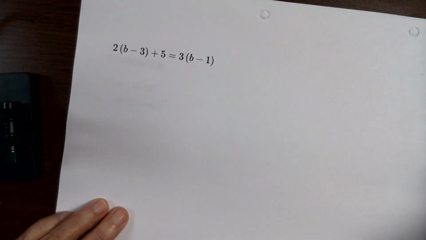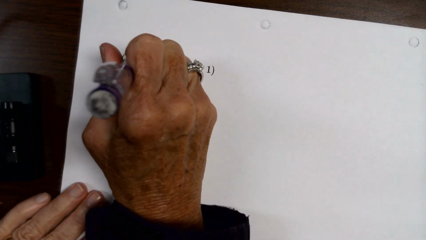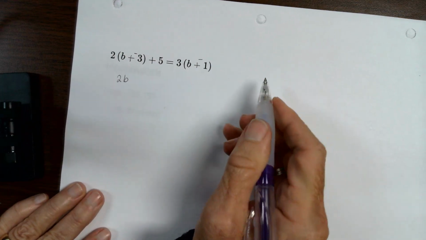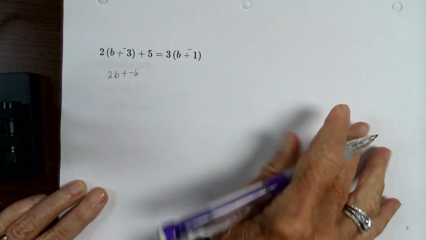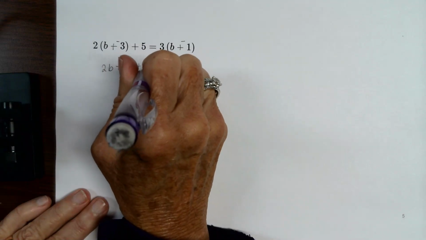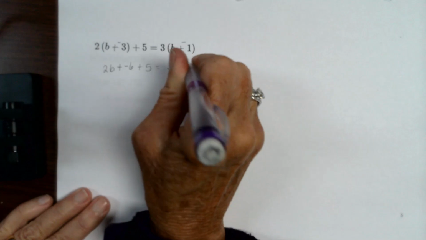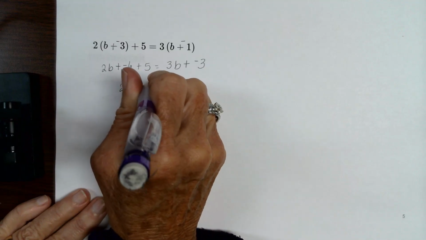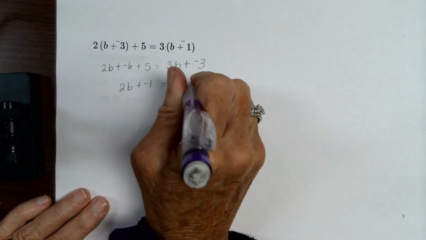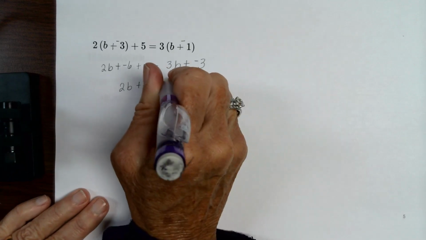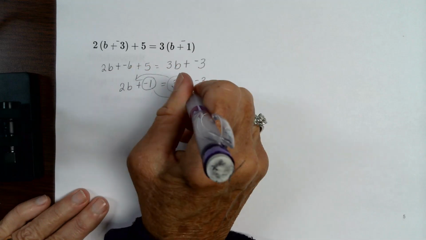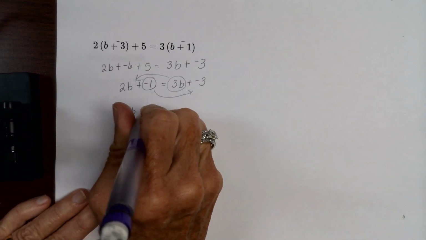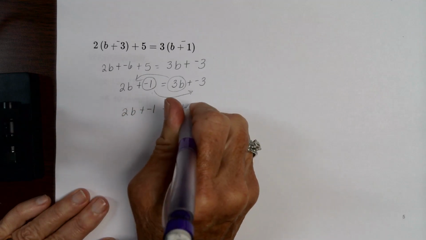All right, one more. Again, let's go ahead and add the opposite, and do the distributive property. 2b plus negative 6 plus 5 equals 3b plus negative 3. So I have 2b plus a negative 1 is equal to 3b plus negative 3. Now I'm going to want to bring that over, and I'm going to want to take that over there. Those are the two moves I'm going to make to begin with.